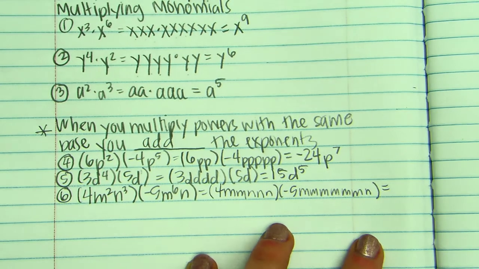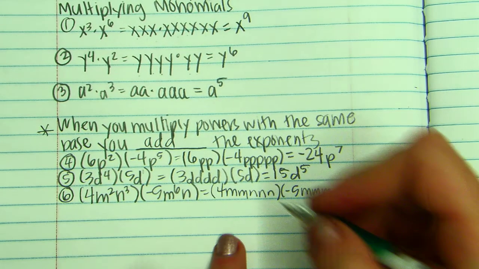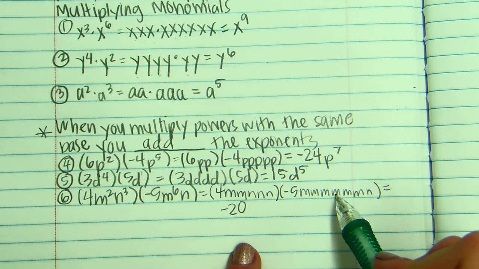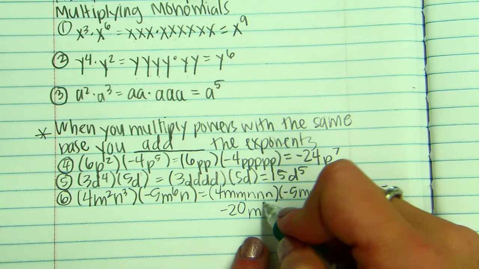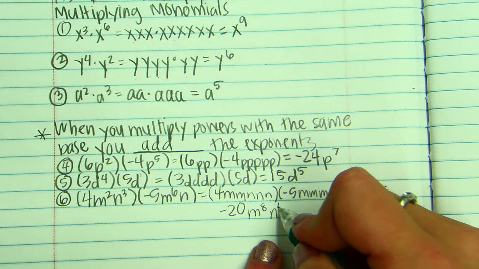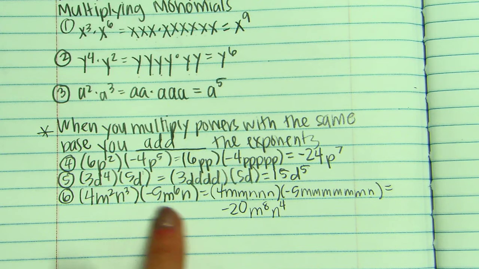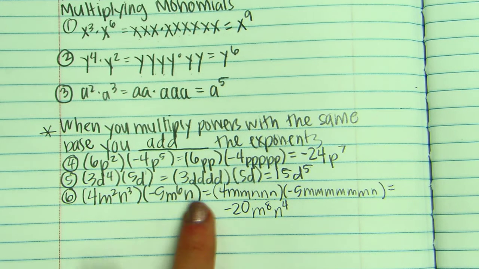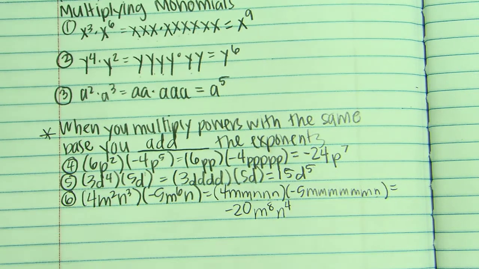So when I simplify, 4 times negative 5 is negative 20. And I have 1, 2, 3, 4, 5, 6, 7, 8 factors of m, and 1, 2, 3, 4 factors of n. And if we check our work, 4 times negative 5 is negative 20, 2 plus 6 is 8, and 3 plus 1 is 4.